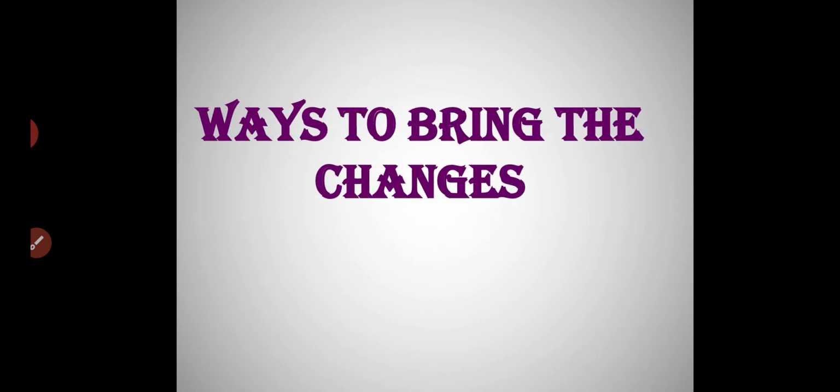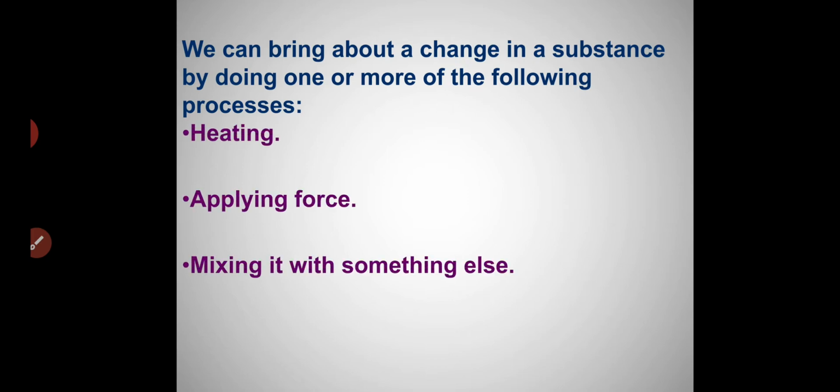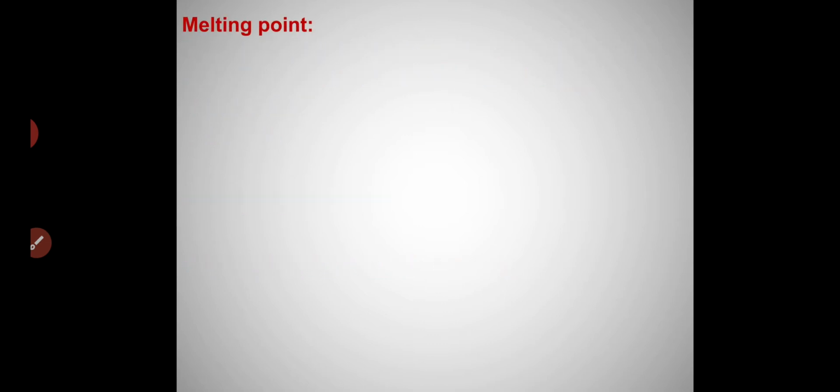Now, ways to bring about changes. We can bring about a change in a substance by doing one or more of the following processes. So, which are the processes? By heating, we can change a substance physically or chemically. Applying force, or mixing it with something else. So, we can mix some other material with the material, and then also we may get changes.